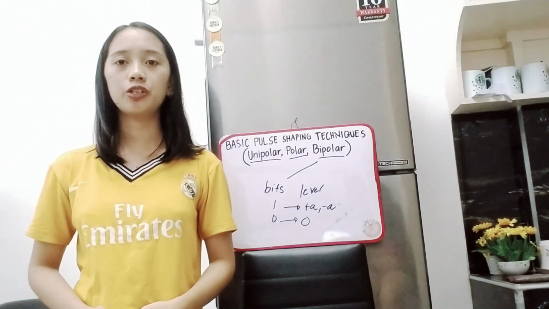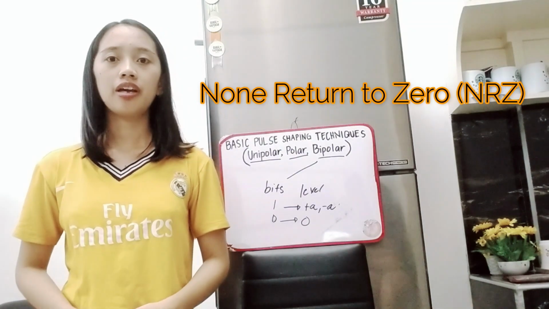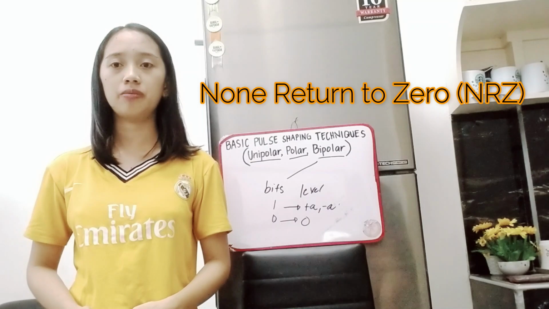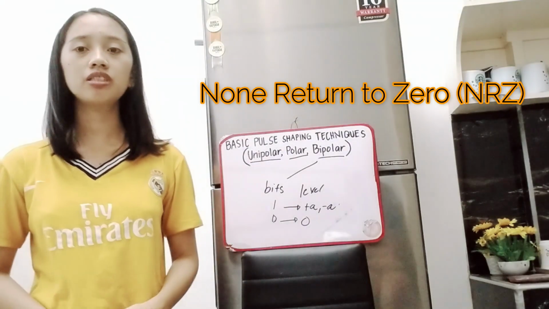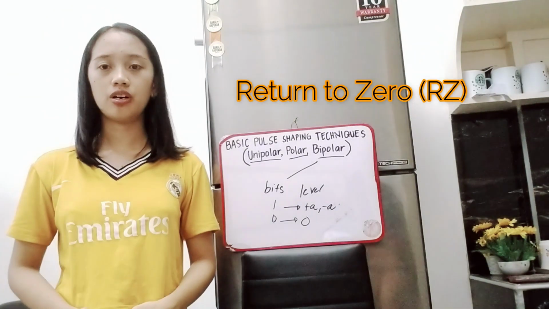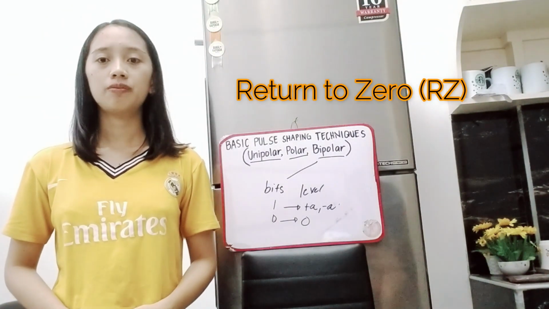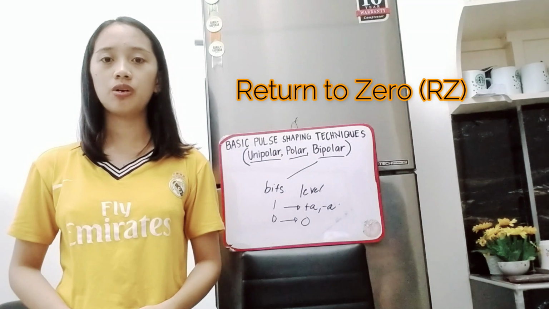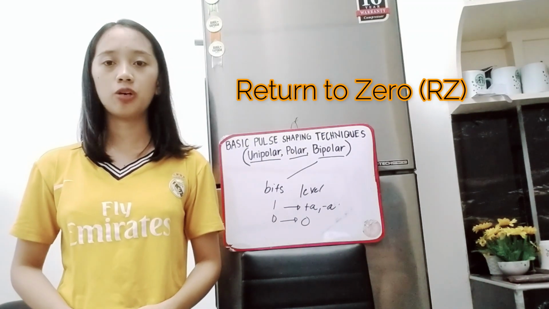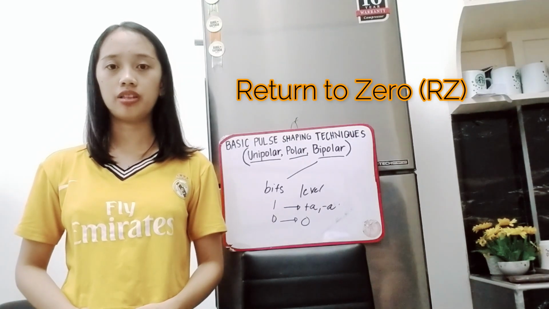And we have two methods for all of these techniques. First is non-return to 0, or NRZ. It's a line coding method in which bit 1 is defined by positive voltage and bit 0 is defined by 0 voltage. Second is return to 0, or RZ, where positive, negative, and 0 are the three values. Each bit of the signal is set to 0 in this approach.